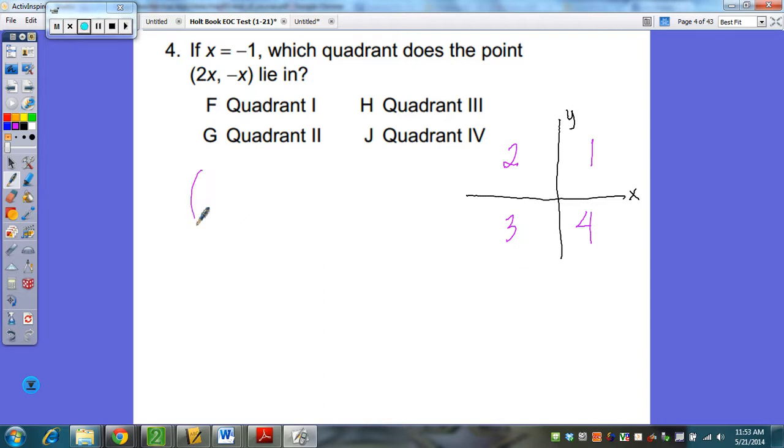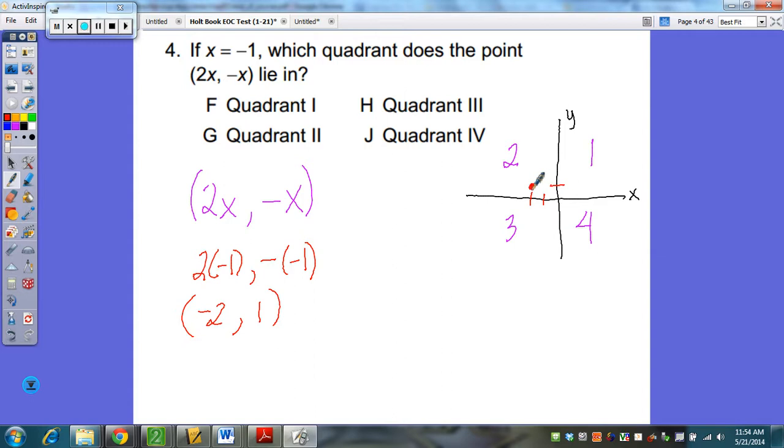So if you are given this point, 2x and negative x, if I was to plug in negative 1 for x, we have 2 times negative 1, plugging it in for x, comma, negative, whatever the x value is, negative 1. So we get negative 2, positive 1. So if I plot that, we have negative 2 and positive 1. And we can see that that's in the second quadrant.